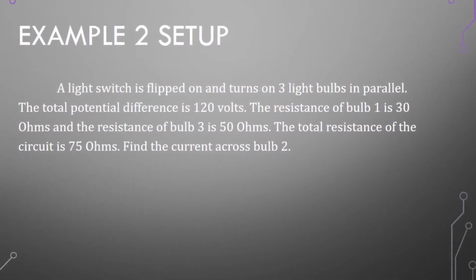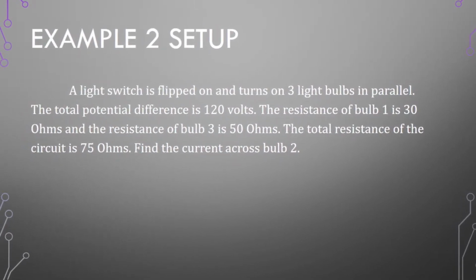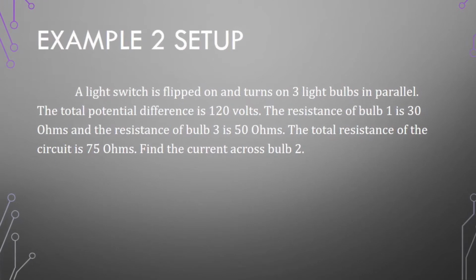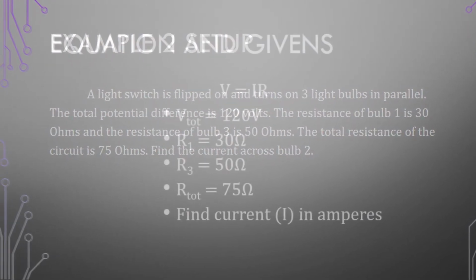The total potential difference from the battery is 120 volts. The resistance of the first bulb is 30 ohms, the resistance of the third bulb is 50 ohms, and the total resistance is 75 ohms. Find the current across bulb 2.